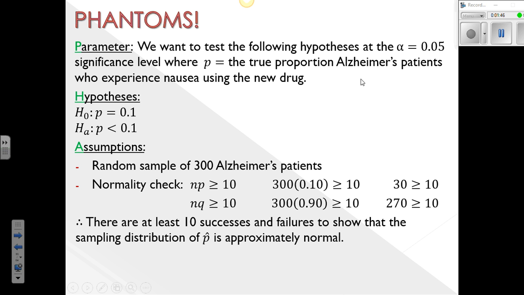I would like you to say that there are at least 10 successes and 10 failures to show that the sampling distribution of p hat is approximately normal. All right. That's an overachiever, but wonderful analysis of your assumption there. So amend what you need to.